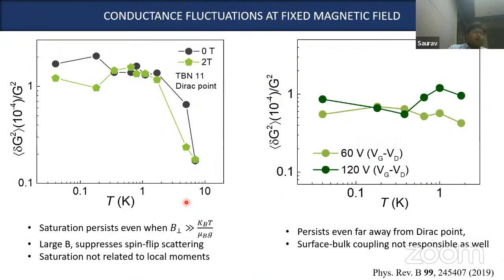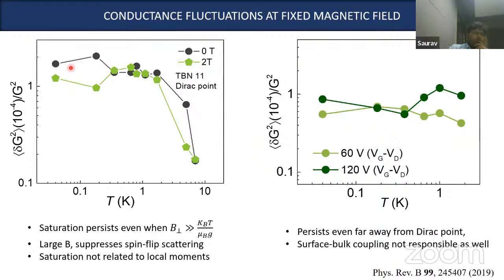The other possibility is the presence of finite local moments which do not break time reversal symmetry. So what we did was we looked at the universal conductance fluctuations, but at a large magnetic field. This will basically freeze all the spin flip scattering.